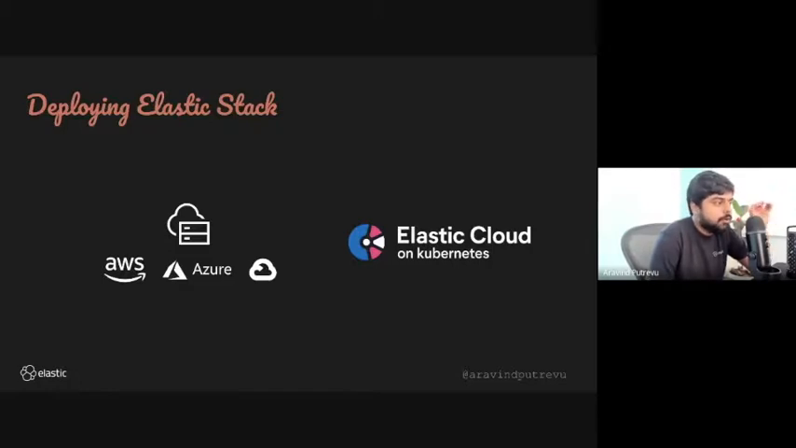So where can you deploy Elastic Stack? You can deploy it on any cloud, because it's an open source system. You can deploy it on AWS, Azure, or Google Cloud, or it's platform agnostic, which means you can run it anywhere on any operating system. And obviously, if you are into Kubernetes, you could also run the entire Elastic Stack solution on Kubernetes.